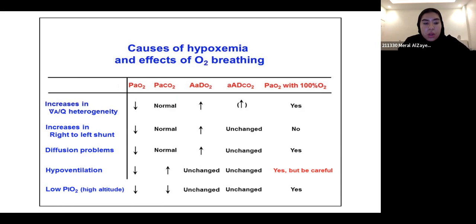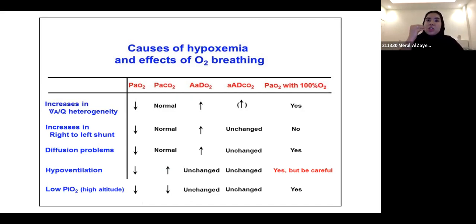First, we have to look at the partial pressure of carbon dioxide in the arteries. If we have a high partial pressure of carbon dioxide in the arteries, we can automatically conclude that the cause is hypoventilation. Now, why?